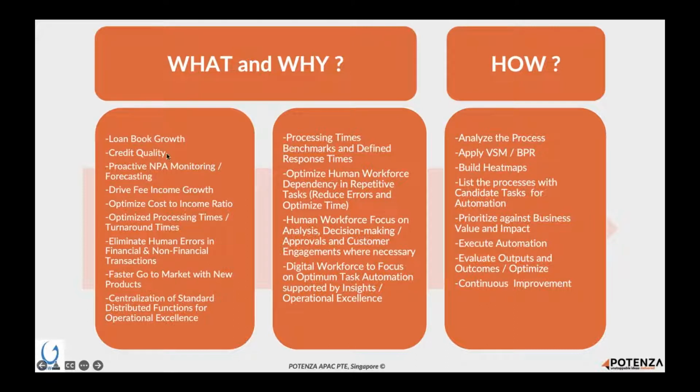So we need to first understand what we need to achieve and why we need to achieve it, right? So we talk about why. We're looking at benchmarks and defined process times for our processing times. And also, if you look at optimization of the human workforce, we're looking at reducing dependency on repetitive tasks, reducing errors, optimizing time. So all these can then be simplified into a set of smaller objectives. We can consolidate what we're going to do.